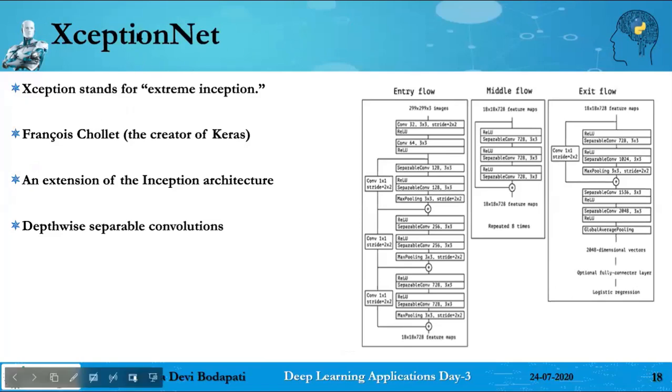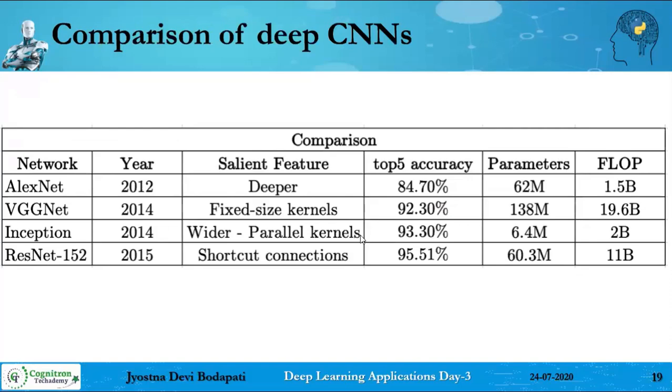And there was another network called Xception Network, which you can think of as an extreme inception. So Xception basically stands for extreme inception, and it was created by Francois Chollet, who is the creator of Keras. It is an extension to the inception architecture. In this architecture, the convolutions called depth-wise separable convolutions were introduced. So these are the different neural networks that were introduced.